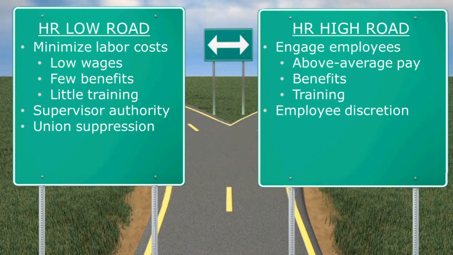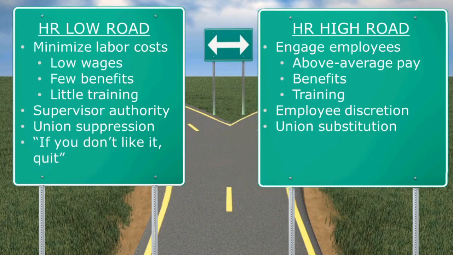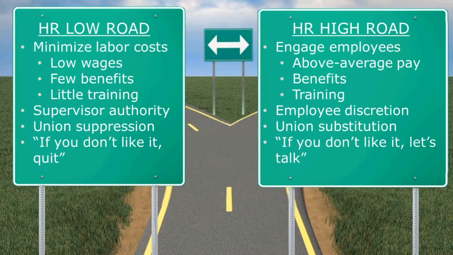In the low road approach, with the emphasis on keeping labor costs low and maintaining supervisory control, if there's the specter of union organizing, then the low road is usually associated with a very aggressive anti-union, union suppression, or union busting approach. Now, the high road approach typically doesn't welcome unions either, but it's usually a softer, gentler union avoidance strategy called union substitution, try to make unions unnecessary. So the low road approach can be summarized by, if you don't like it, quit. In the high road approach, by contrast, we could sum it up by saying, if you don't like it, well, let's talk about it and figure out a better way to increase your engagement.